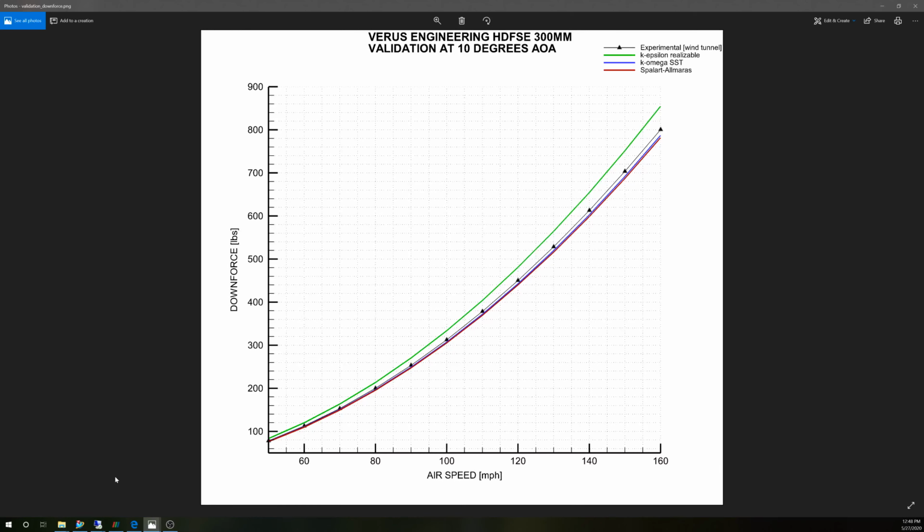The green is K epsilon realizable, which is a turbulence model. The blue is K omega SST, which is what we normally run on most of our automotive applications, not all. And then the SA model is in red. So that's what those curves are. And that's showing the value difference between our CFD and what we found in the wind tunnel.